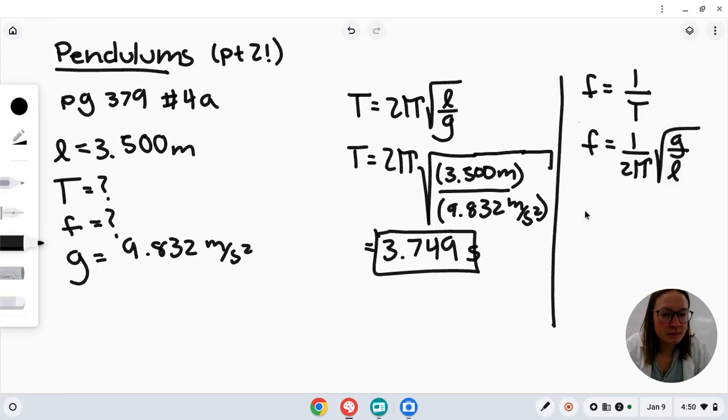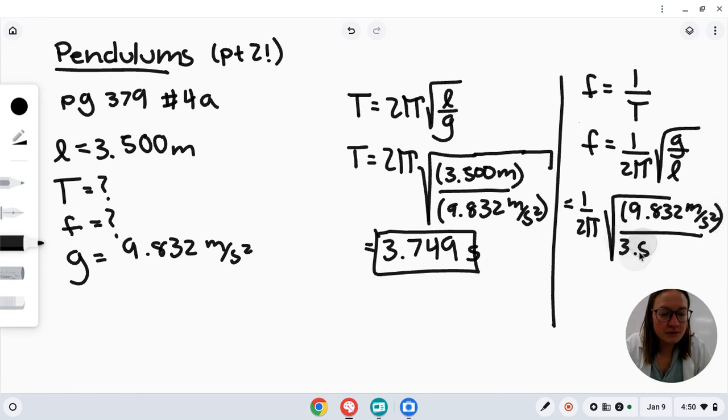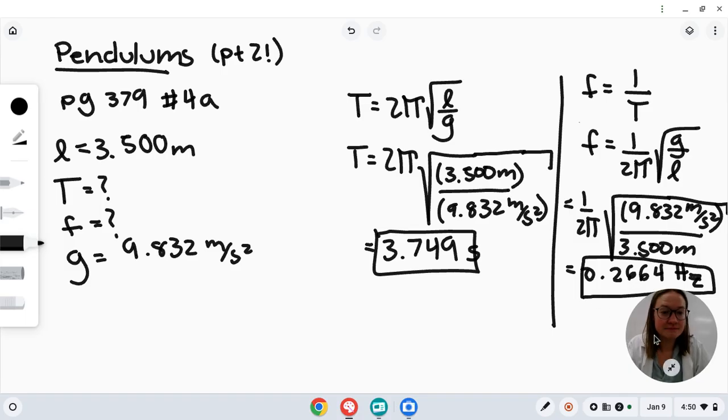Now, there's a little division for my work. Now I can plug in numbers and get to a final answer. 1 over 2 pi times the square root of 9.832 meters per second squared divided by 3.500 meters. Plug that into your calculator and you should get 0.2664 hertz. Or, if you don't like hertz, can't you also use units of 1 over second? And that totally works as well. So there you go. That's how to try one of those problems.